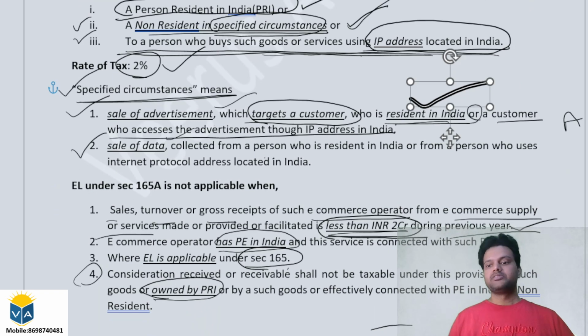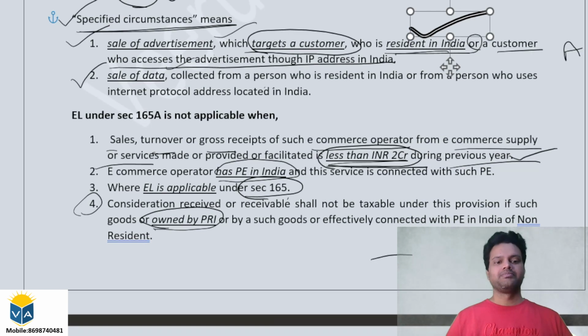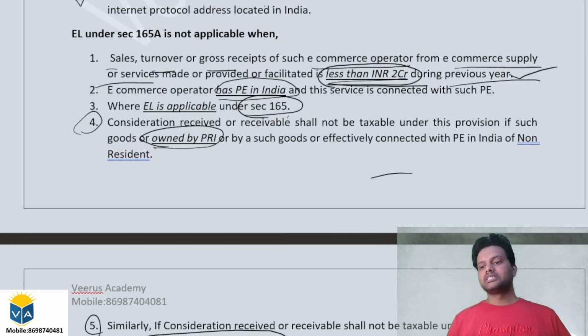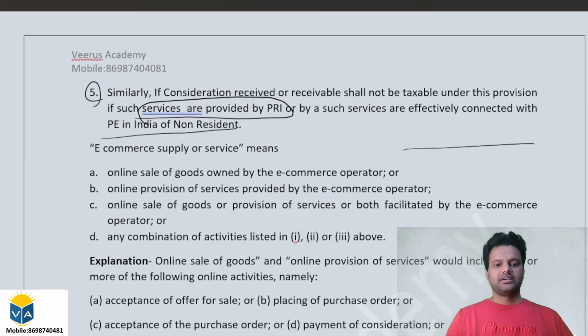And what are the specified circumstances? In summary, there are 2 cases of specified circumstances. One is sale of advertisement, then sale of data. These 2 points were covered in the specified circumstances. And EL under section 165A is not applicable in the cases we just covered. Not going to say it again.